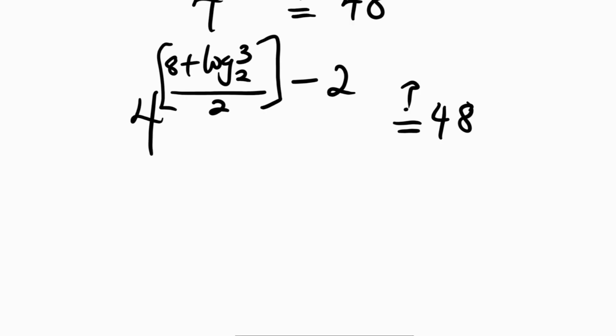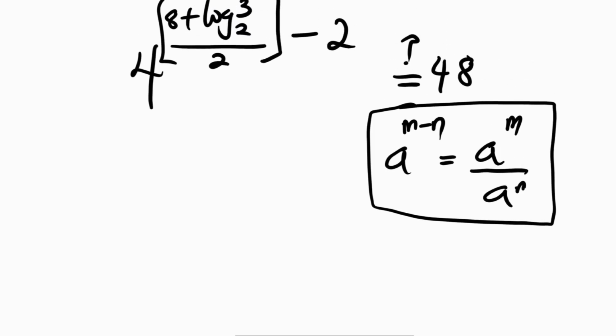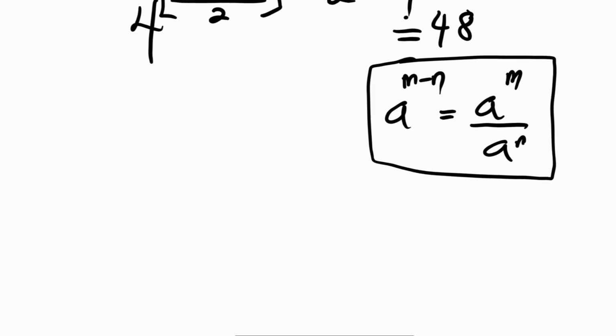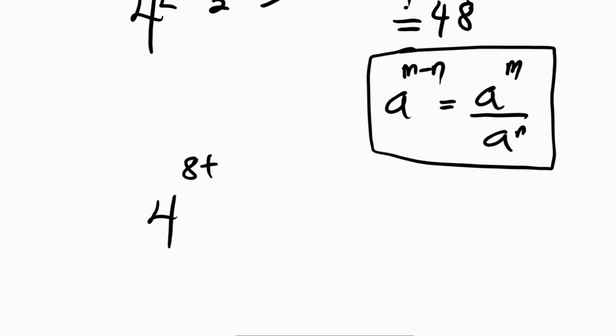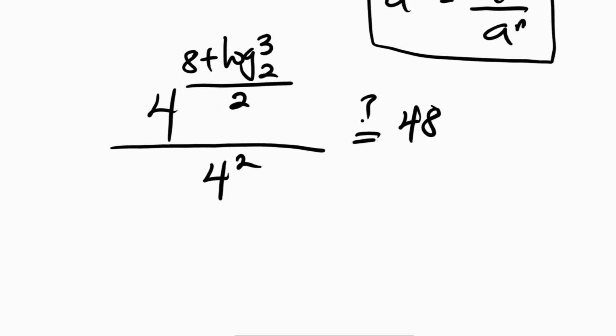Now, we know that a raised to the power m minus n is equal to a raised to the power m over a raised to the power n. This we're going to apply to the left-hand side of our equation, and the left-hand side becomes 4 raised to the power 8 plus log of 3 base 2 divided by 2 all over 4 squared. Okay, see if that's going to be 48 at the end of the day.